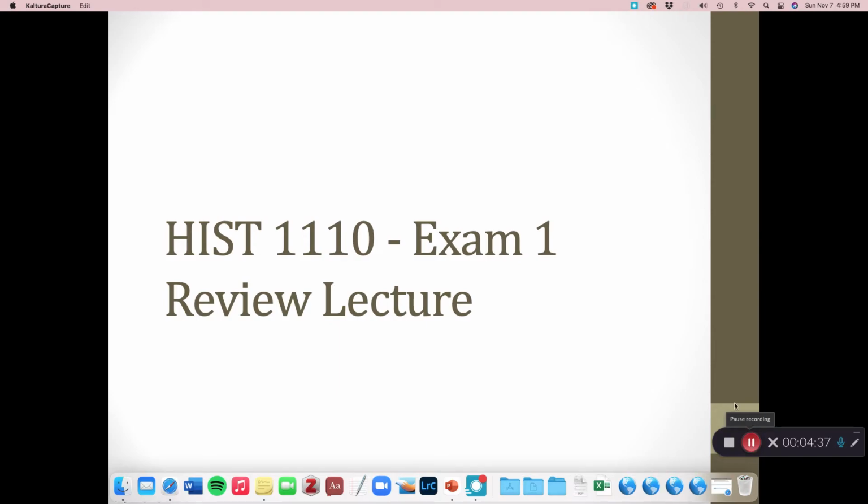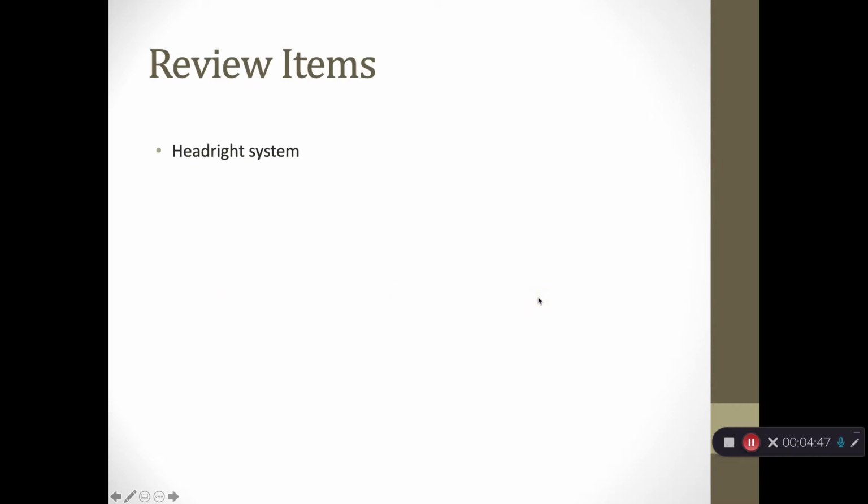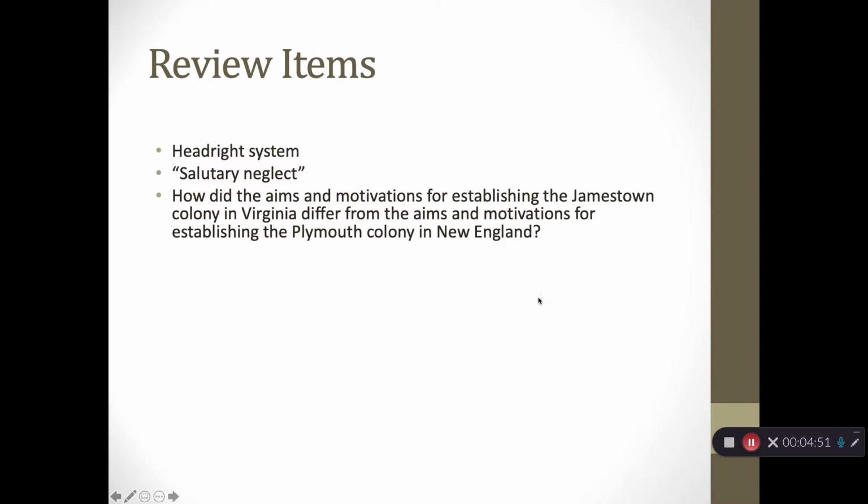All right, let's take a look now at the 5 items that I'll be going through in this study guide, the 5 items that had the most requests for discussion, and they are the headright system, salutary neglect, and the essay questions: how did the aims and motivations for establishing the Jamestown colony in Virginia differ from the aims and motivations for establishing the Plymouth colony in New England?